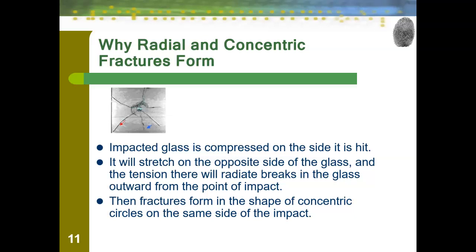Meanwhile, on the same side of the impact, you are going to get concentric fractures, which are so named because they form concentric circles on the same side as the impact. Now, it is important to determine what side the impact came from using these radial and concentric fractures because we need to know, did the hit come from inside the house, outside the house? That can be very important to establishing what actually occurred.